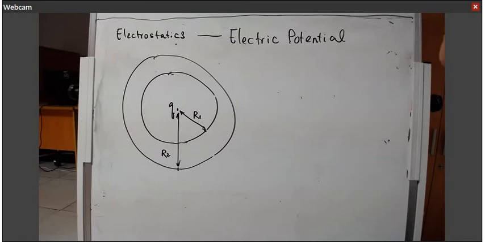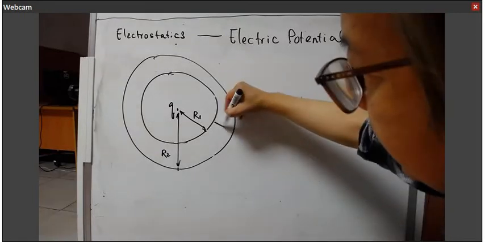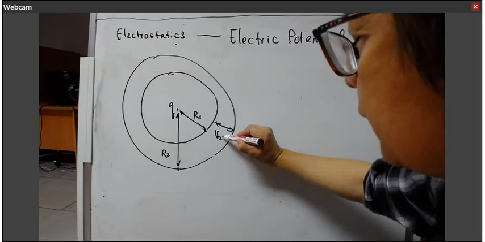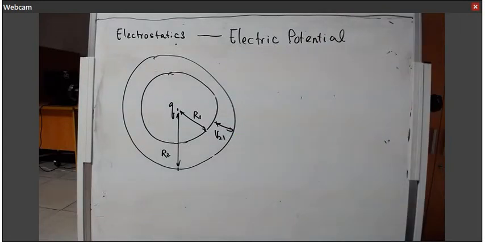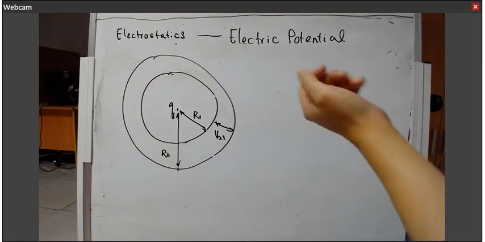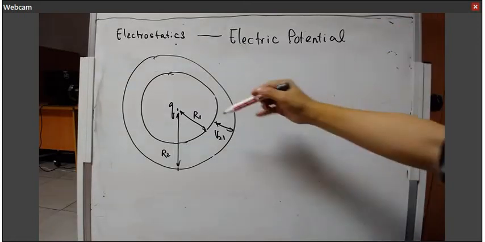So the question is, what is the potential between these 2 points? V21. This is the variable we want to find out. And this is a very, very common question. We always need to know the potential between 2 points, either in electric circuits or in any electrostatic applications.